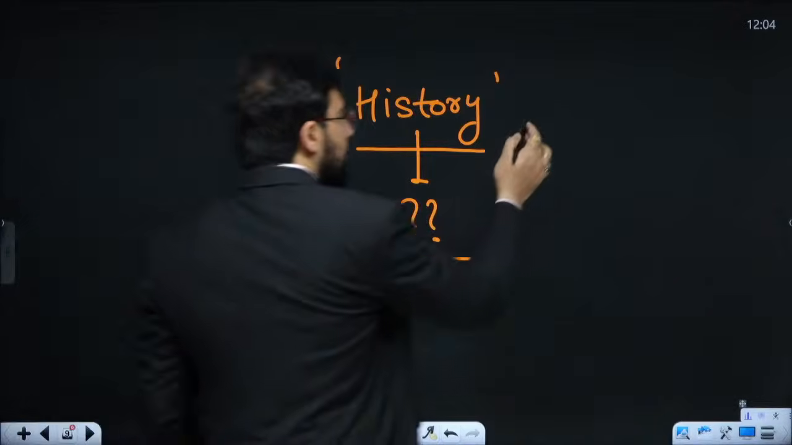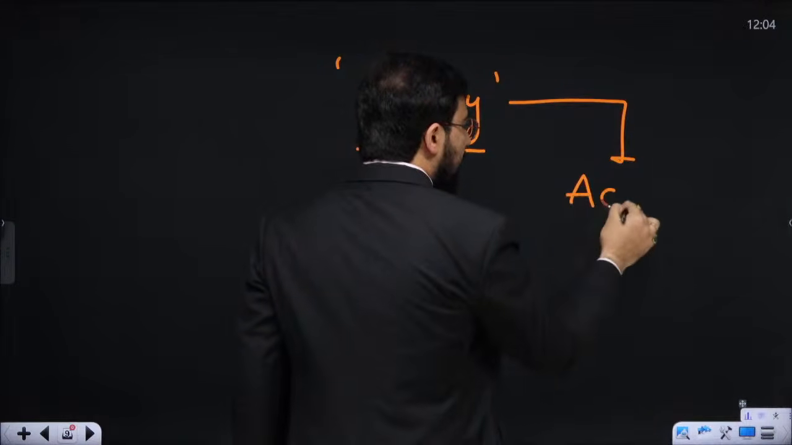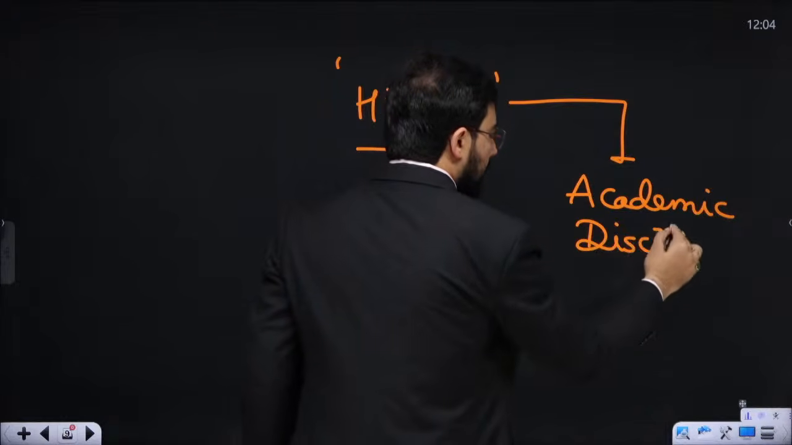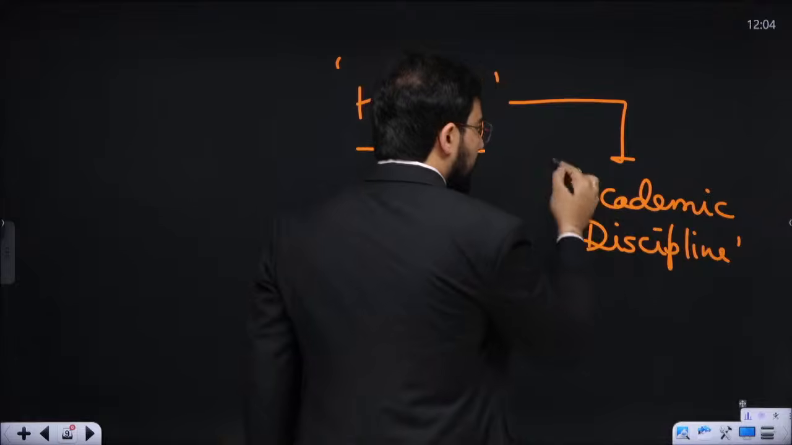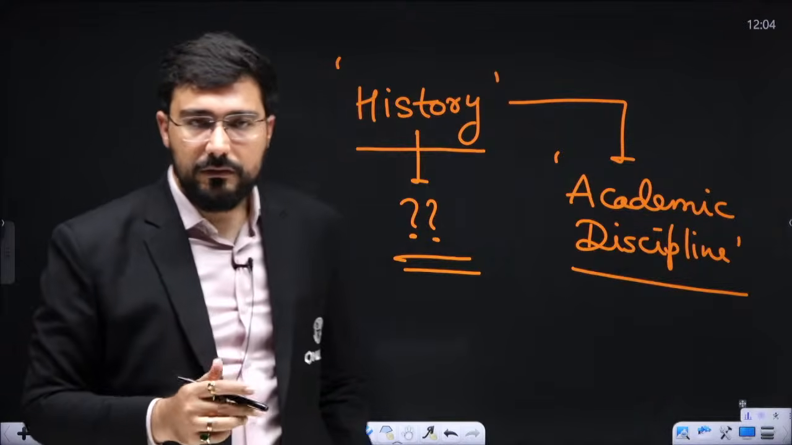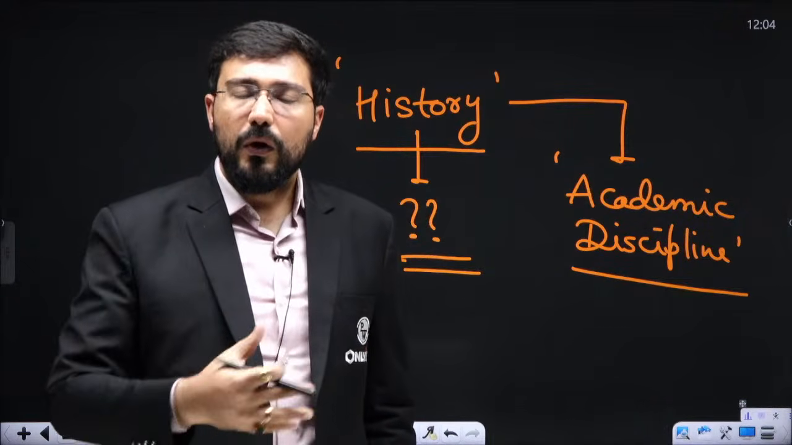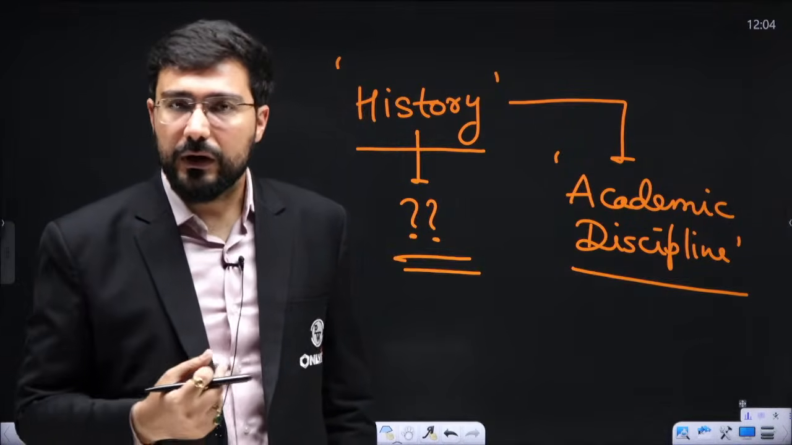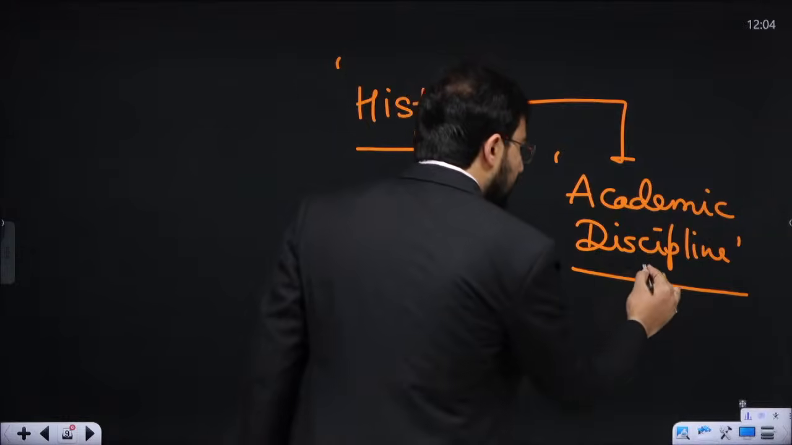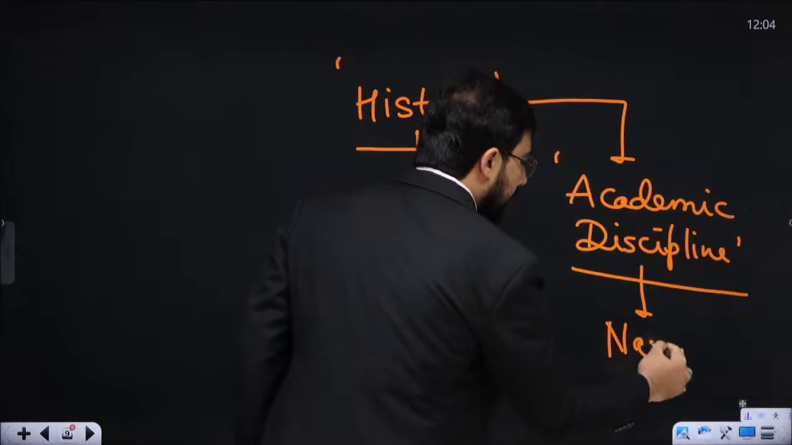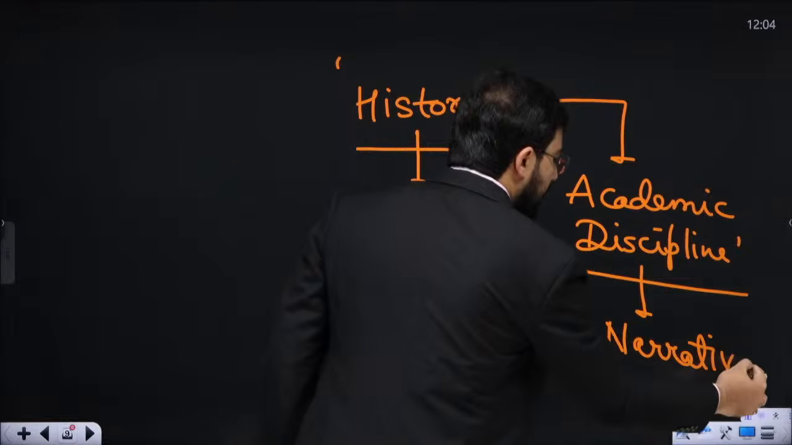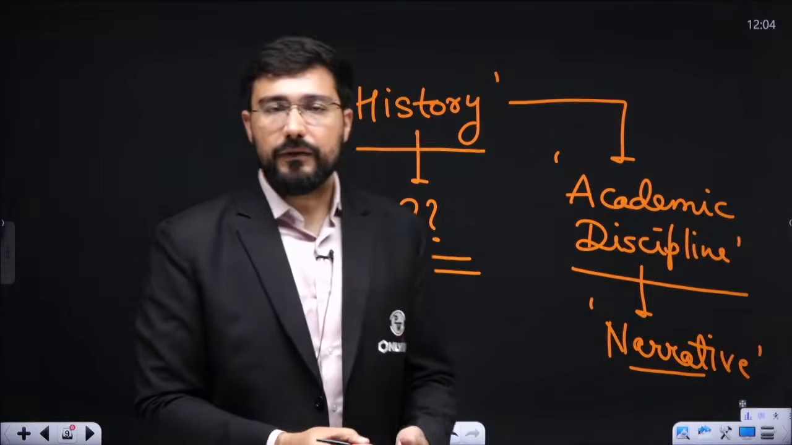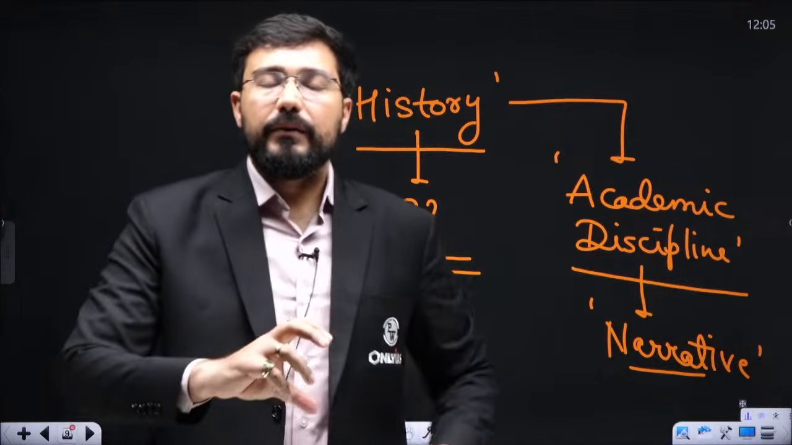So what is history? History is an academic discipline, an academic subject. And what happens in this? What is the main core objective of history? Let us try to think about it. History is an academic discipline which uses narrative. Please remember this. I will give you some examples with respect to this. History uses narrative. Let me help you out with what it means.